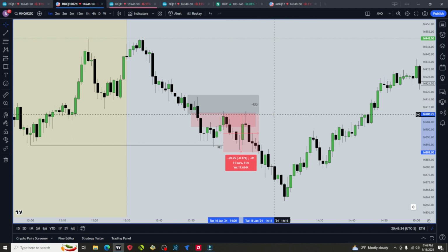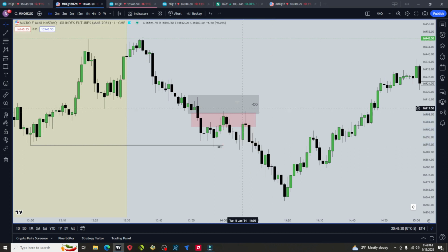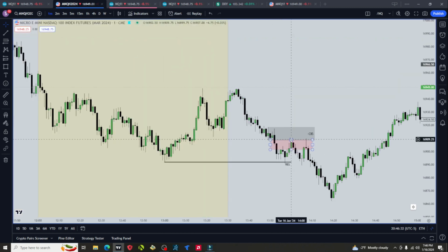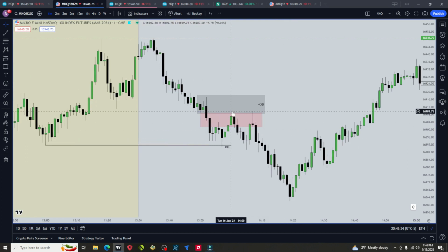Holding one contract, that's $400. Holding 5 contracts, that's $2,000. Holding 5 micros, that's $200. So whatever your account size lets you do, that's good enough right there.